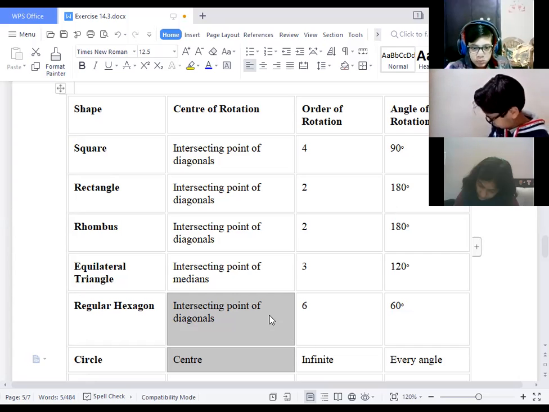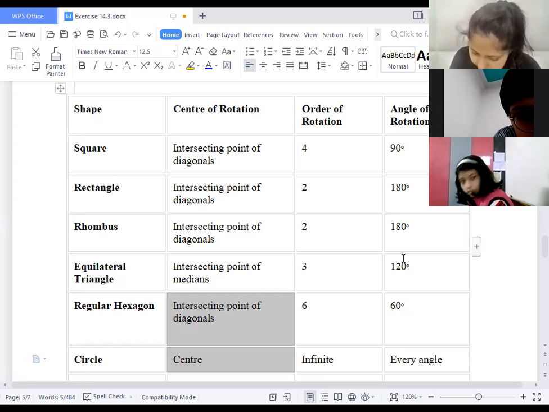If we talk about an equilateral triangle, are you listening, Tanvi?